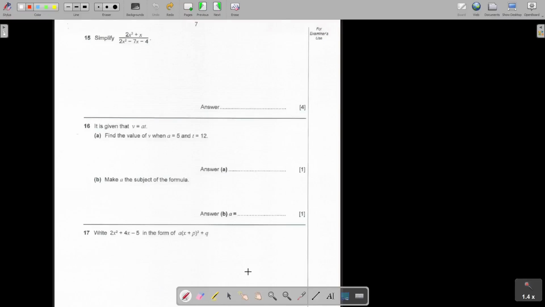Okay, let's start with question number 15. Now, I just look at it and I can say, oh, this is algebra. This is an expression because there's no equal sign. Chapter 3. So, algebraic fractions.